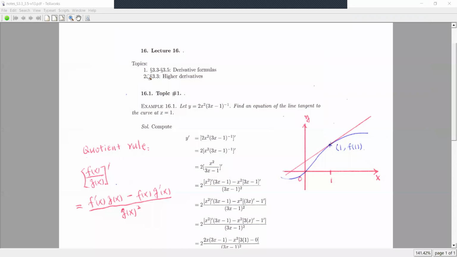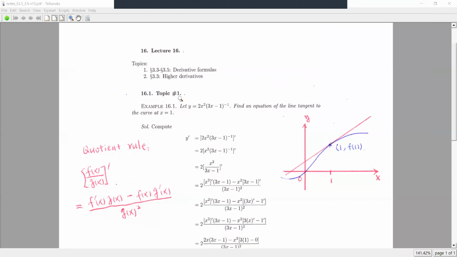Today, two topics. In topic one, I want to show you more examples about using the term formulas in these three sections to compute derivatives. The second topic is higher derivatives.